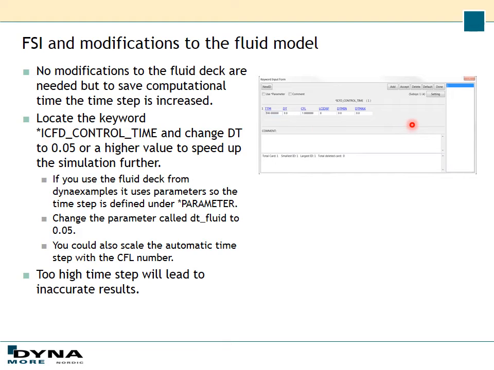And if you use the fluid deck from dynaexamples.com, it uses parameters. So then you have to change the parameter called dt_fluid and set it to 0.05. Another option is to scale the CFL number, which means that the time step will be scaled with a factor. And remember that if you use a too high time step, you will get inaccurate results.